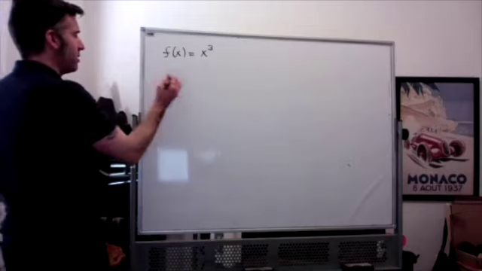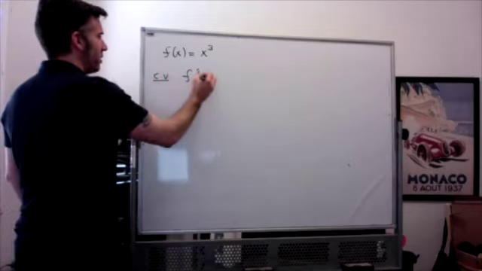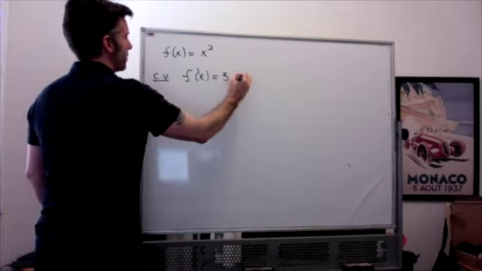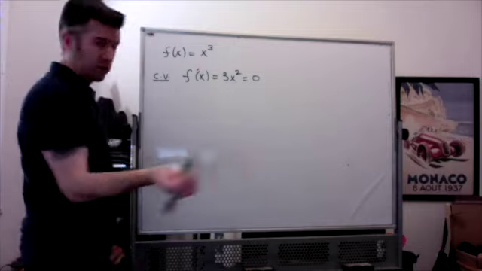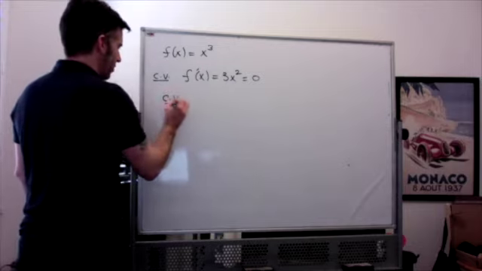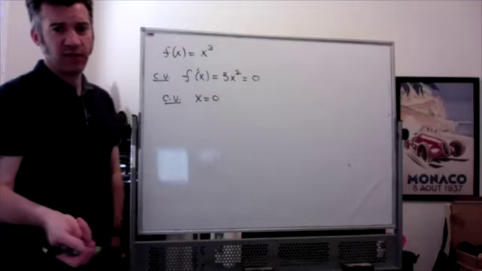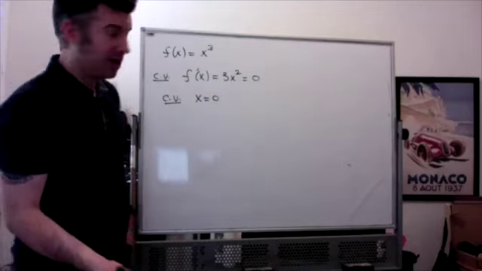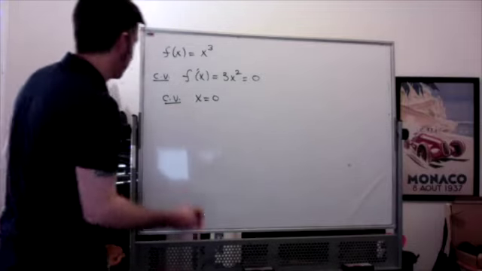Well, let's find the critical values. So we're going to take our derivative, which is 3x squared. We're going to set it equal to 0. And the only solution here is x equal to 0. So my only critical value is x equal to 0. By the way, difference between a critical value and a critical point. The critical value is just the x value. The critical point is the x and y coordinate.